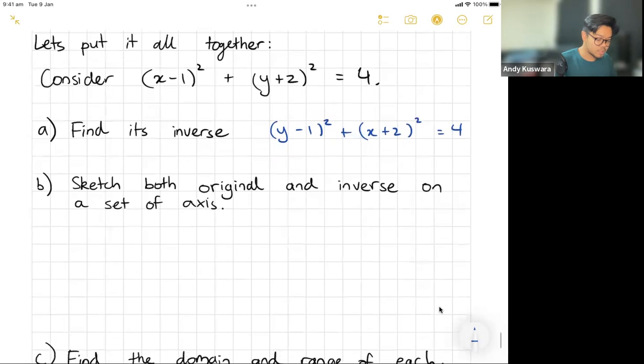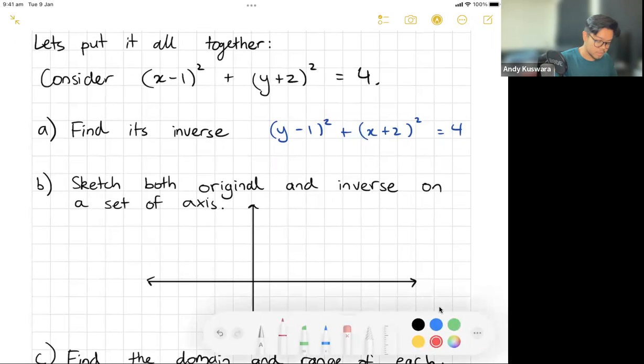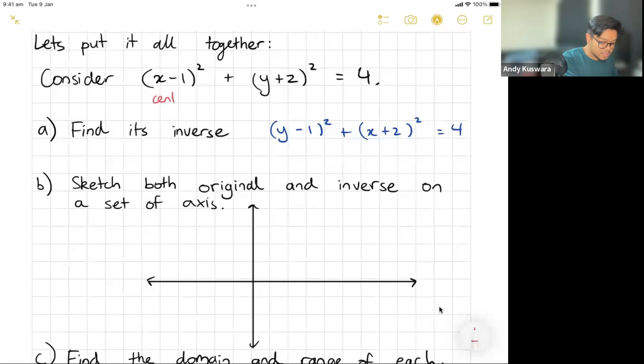Okay, now if they want us to sketch both the original and the inverse on an axis, let's do this here. I'm not going to make it super perfect, but it would be close enough. For this top one, I'll write this in red. I'm going to have a center of (1, -2) because of the x and the y, and a radius of 2 because it's r squared.